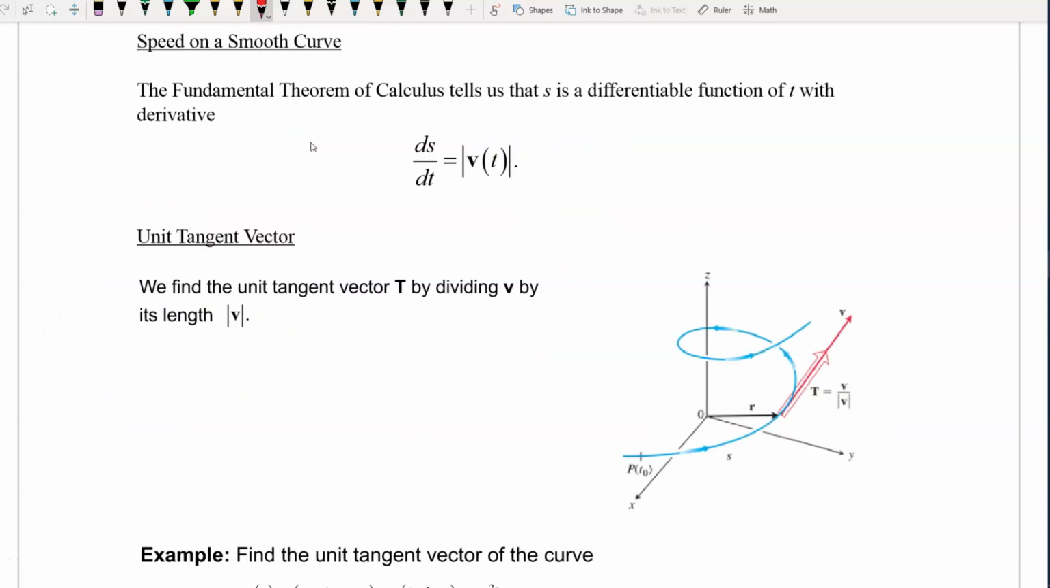Now here again on this part we have speed, and the fundamental theorem of calculus tells us that s is a differentiable function of t with derivative of s with respect to t equal to the length of the velocity vector v of t. So here we have the unit tangent vector. We find the unit tangent vector T by dividing v by its length. So here we have T equal to v over the length of v.